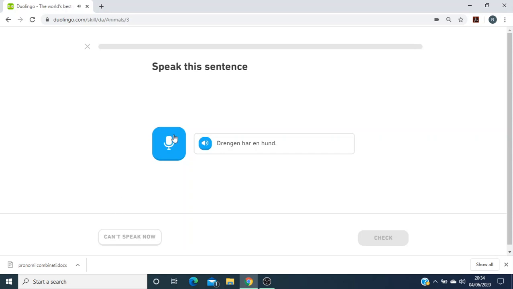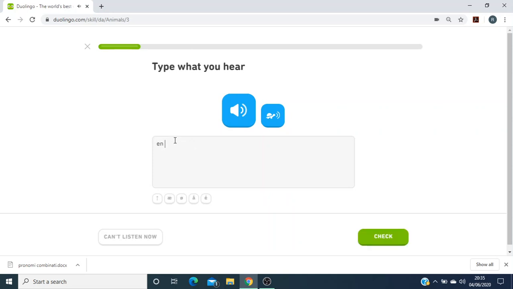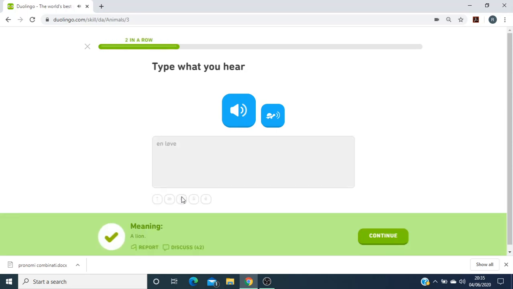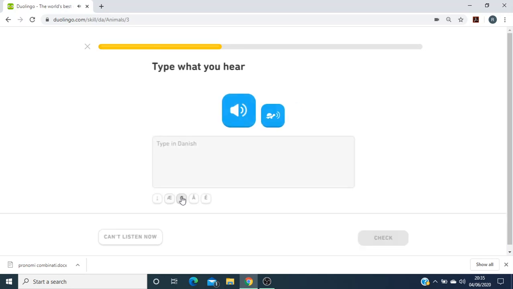Drengen har en hund. The boy has a dog. En løve. I'm not sure if I'm spelling this right. En løve, I know it's a lion, but I'm not sure. Oh, I got it right. They have a dog and a horse. De har en hund og en hest. En ugle, that's an owl.